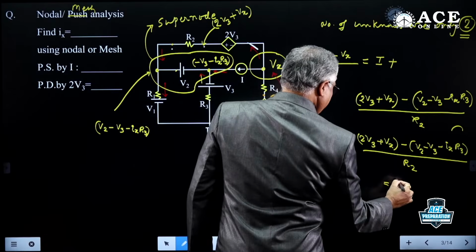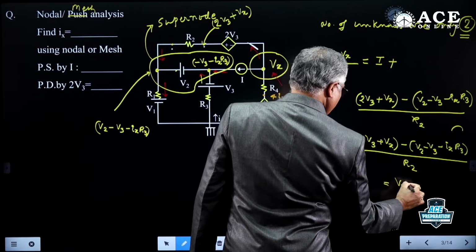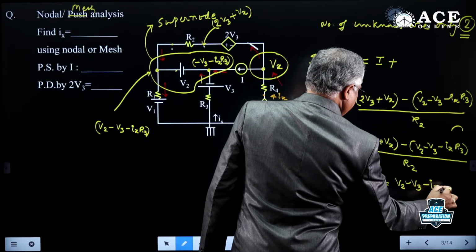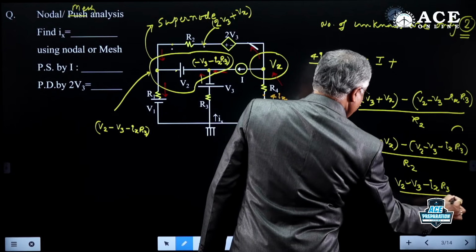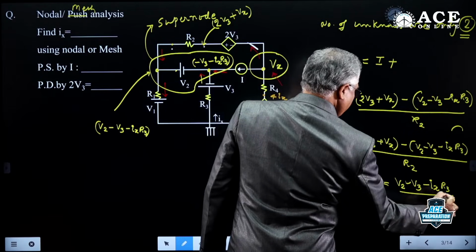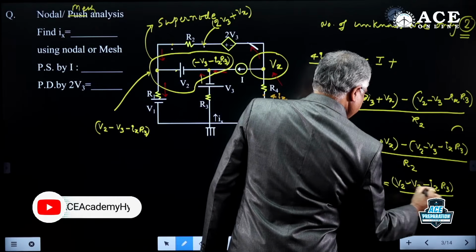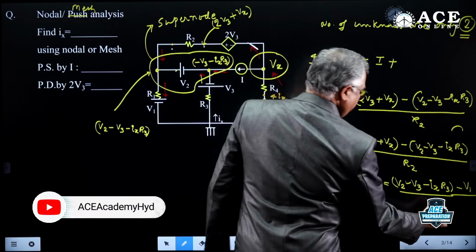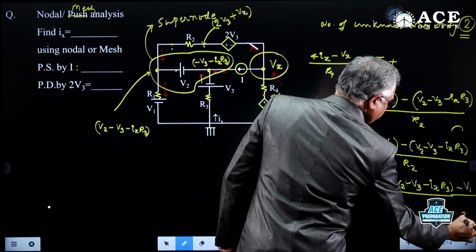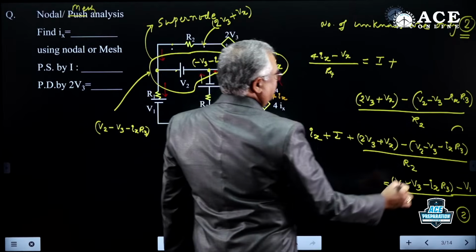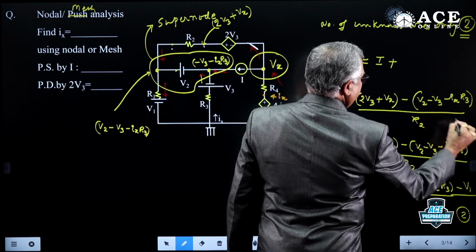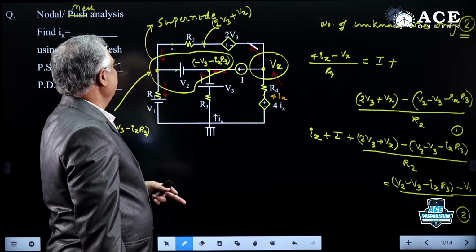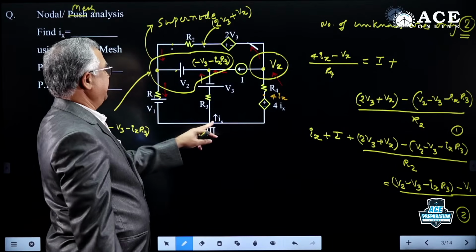So what is the voltage there? V2 minus V3 minus Ix R3 by R1 minus V1 by R1. This is the second equation. This is the first equation. So solve these two equations. Find out what? Question is find Ix.